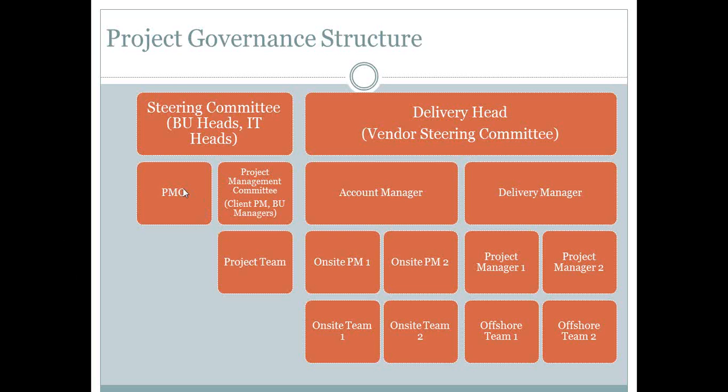And then you have a PMO, projects and reporting. Over and above them sit the BU heads and the IT heads, who would oversee the projects, and if something goes wrong, they will try to correct it and then provide guidance to the team, right? So this is how a typical project org structure looks like.